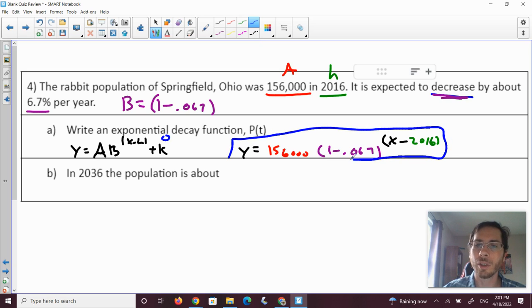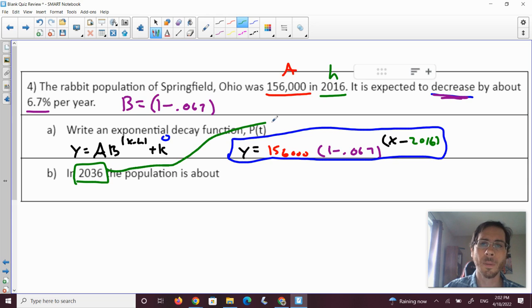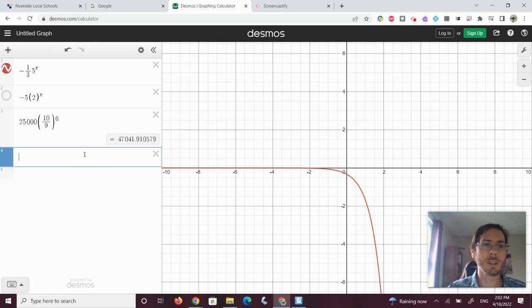It looks like it's pretty big, but again, we've got big numbers and some big decimals here. We're doing it with the whole year, so we have a little bit extra there too. For part B, we have to figure out what the population is in 2036. So 2036 is an x value. What we're going to do is take the 2036 and just plug it in for that x. And again, from there, it's going to be a calculator problem.